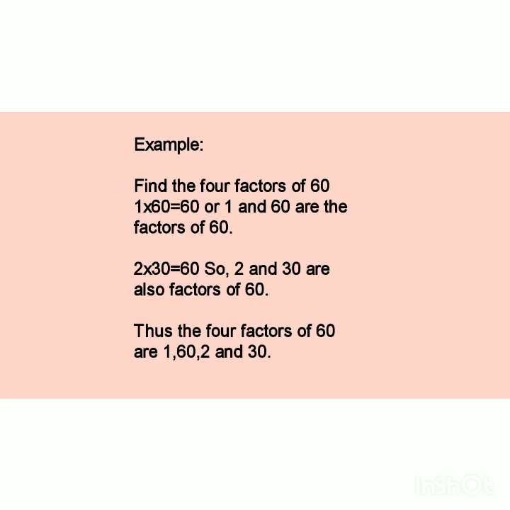Yes, children, after 1 we will take 2. Is 60 coming in the table of 2? Yes, it is coming in the table of 2, that is 2 into 30 equals 60. So, 2 and 30 are also factors of 60. Thus, we got 4 factors of 60 that are 1, 60, 2 and 30.